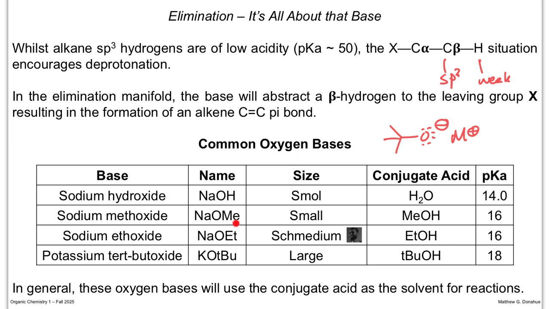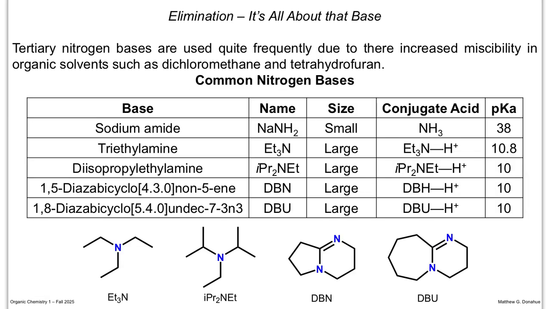Of these forms, notice these are all ionic. You have a metal and then some anion. And the practical issue of using those is the solubility in the reaction.